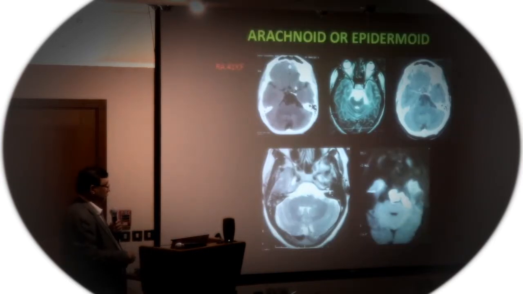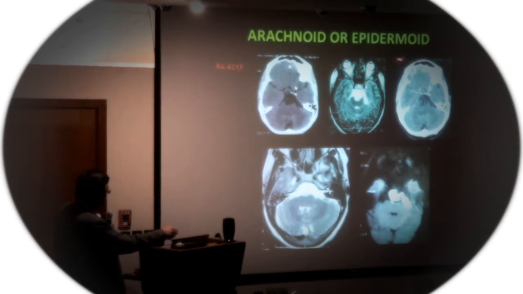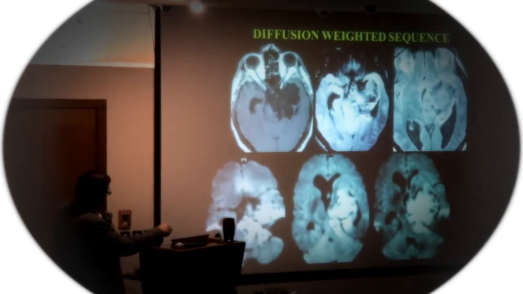So what's the differential diagnosis of these lesions? It's not easy. I put them in questions. Is this arachnoid or epidermoid? This is epidermoid. And as I said, we're back to diffusion. Diffusion will give you white tumor in diffusion.